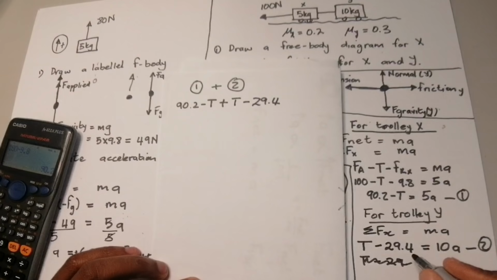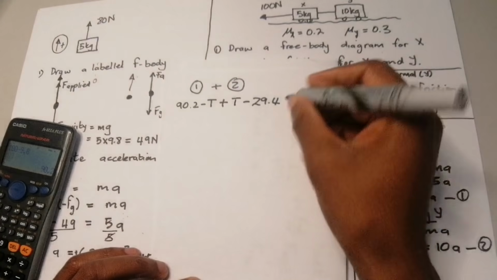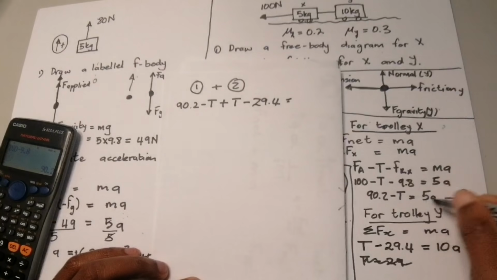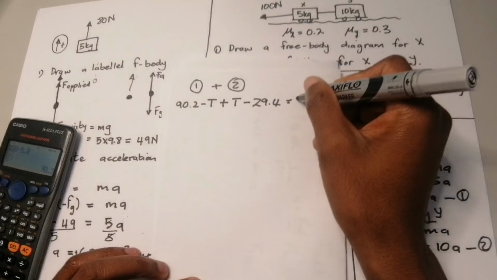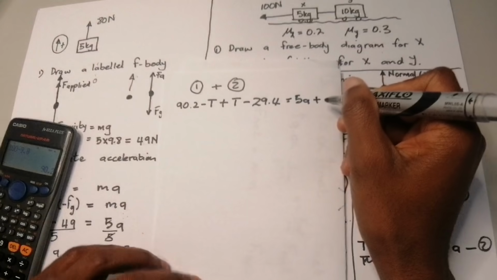And what is this equal to? Now I'm adding everything that's on the right-hand side. On the right-hand side, what do I have? I have 5a plus 10a.